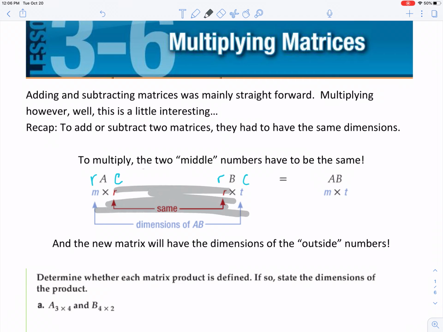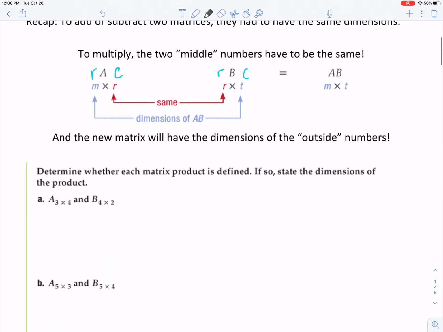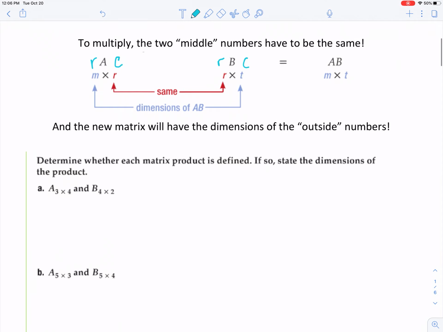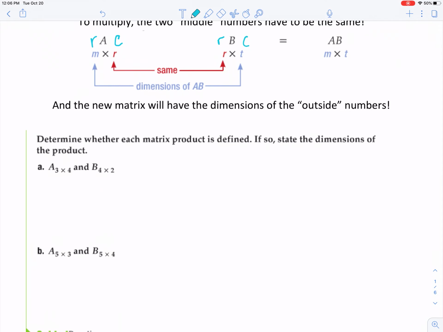Okay, see how that's got to be that way. So let me try an example and see if I can explain that. By the way, the new matrix is going to have the dimensions of the, quote, outside numbers there and there. So determine whether each matrix product is defined. State the dimensions of the product.